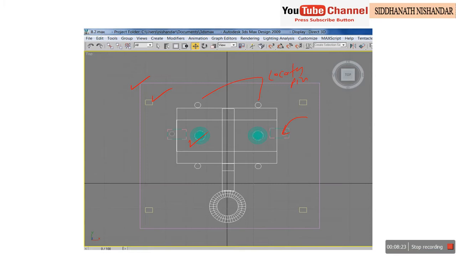Hope you understood these two numericals. In the coming lectures, we're going to cover the remaining ones also.